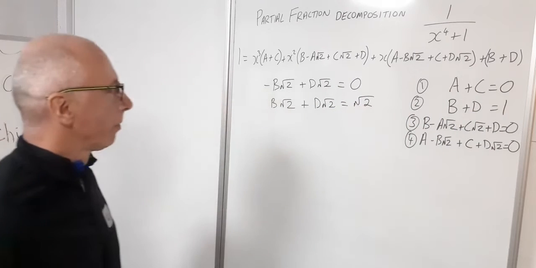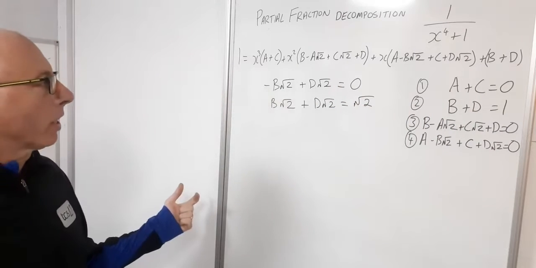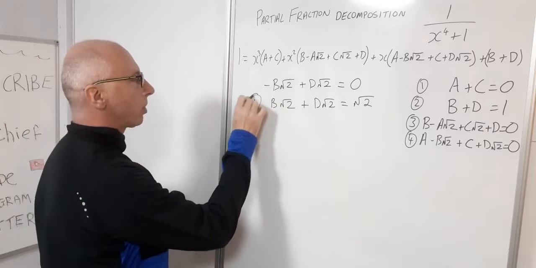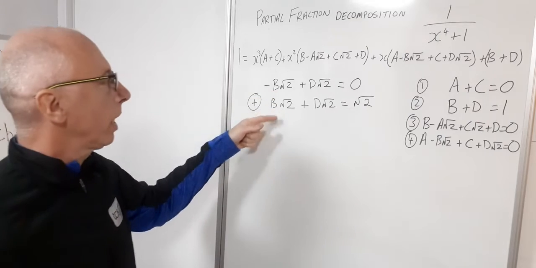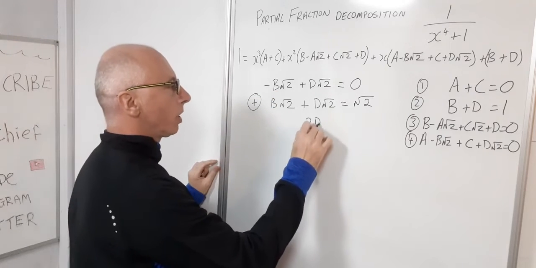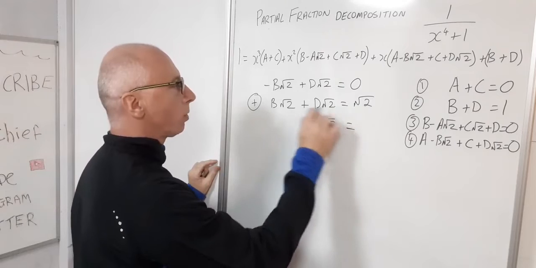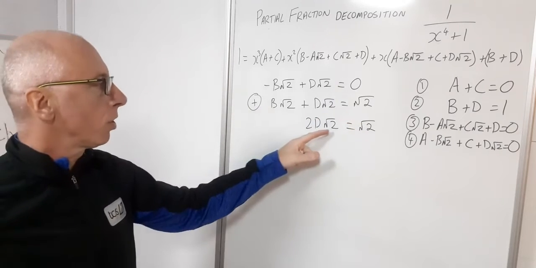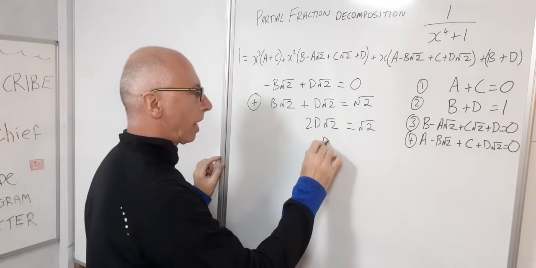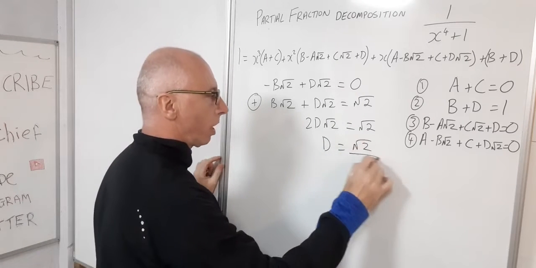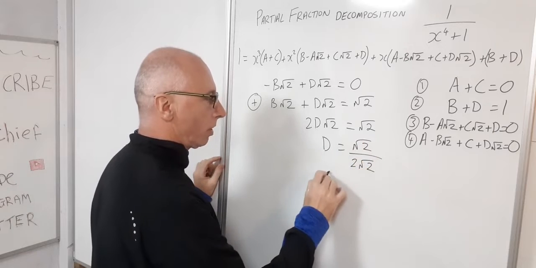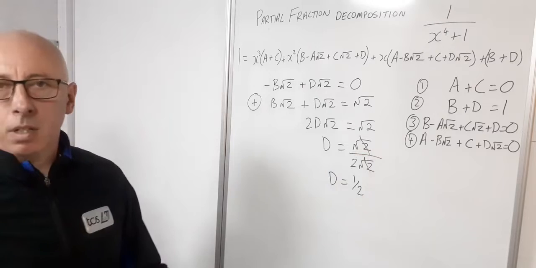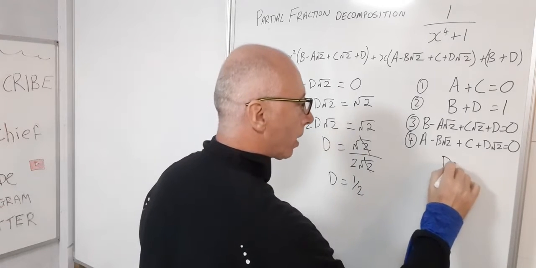And that's all valid. Okay, now I can get some terms to disappear. So now I could just add these together. So if I just add, these two b's will disappear. Then I'll be left with 2d root 2 equals root 2. I now just divide by 2 root 2 on both sides, and I get d equals root 2 over 2 root 2. So therefore d will equal 1/2 when they cancel out. So there's one value I've already got.